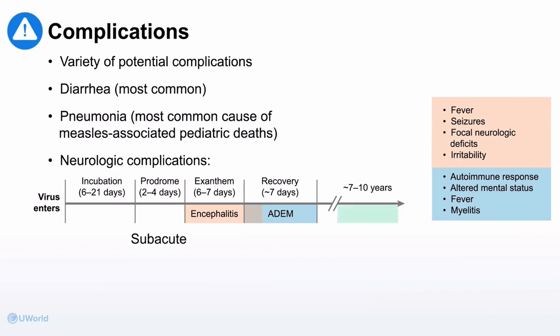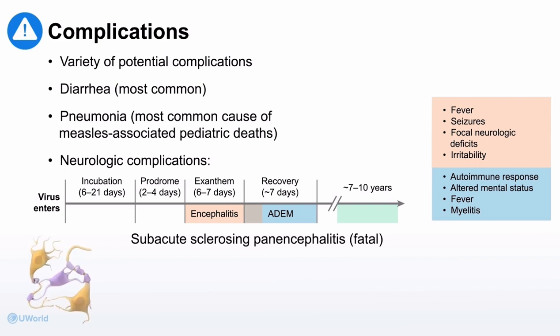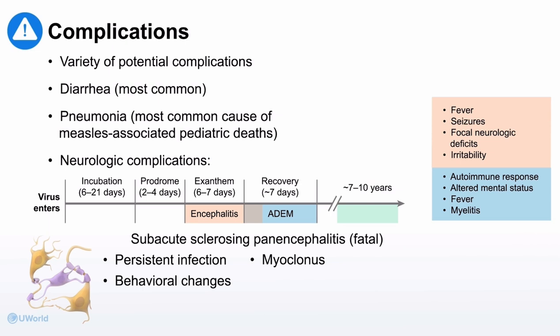Third, subacute sclerosing panencephalitis is a rare but fatal condition that develops 7 to 10 years following the infection. It's thought to be caused by a form of measles virus that continues to replicate intracellularly within neurons and oligodendrocytes, resulting in a persistent infection that evades the immune system. The symptoms begin with behavioral changes that worsen over time, followed by myoclonus and progressive neurological deterioration.